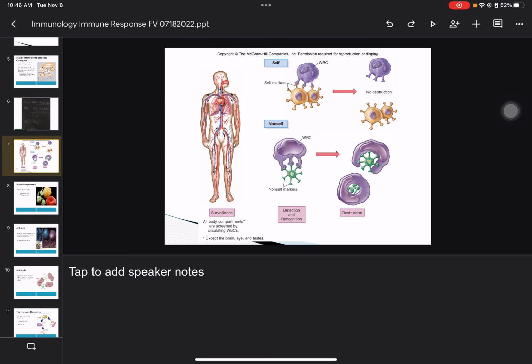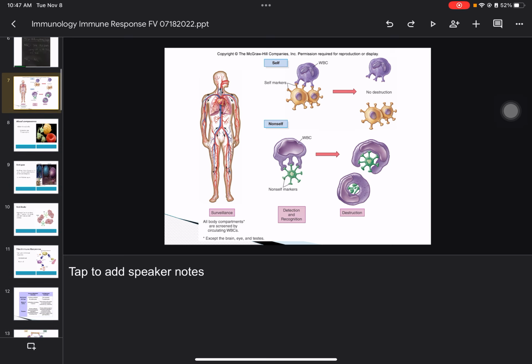So, again, the concept of self, non-self: if our body recognizes things that are self, it doesn't do anything to them. But if it recognizes things that don't have our markers, it destroys them. Okay? I have a question. Last slide. So on the bottom it says all body compartments are screened by circulating white blood cells, except for brain and intestines. Is that why testicular cancer can progress so quickly? And not only that, but other types of cancers also. Yes. Very aggressive forms. I was just curious if that's why, because of white blood cells right down there.